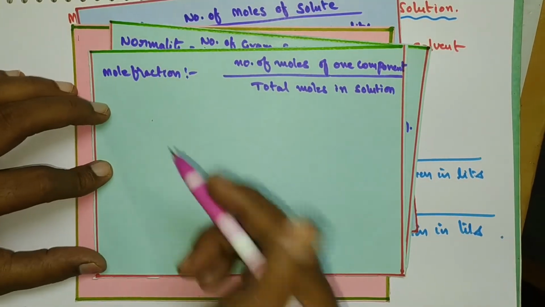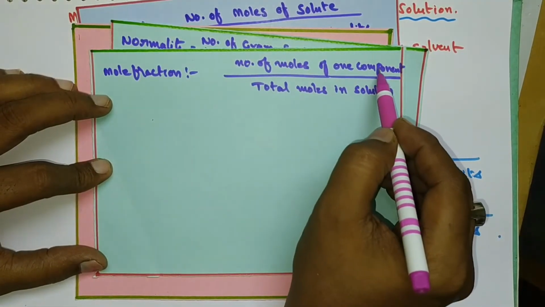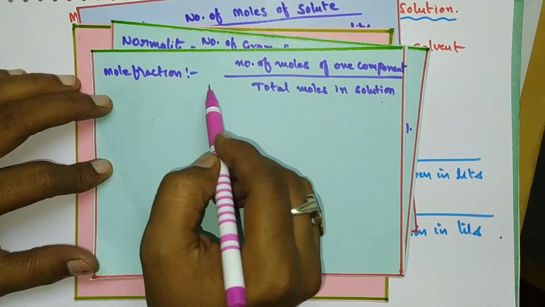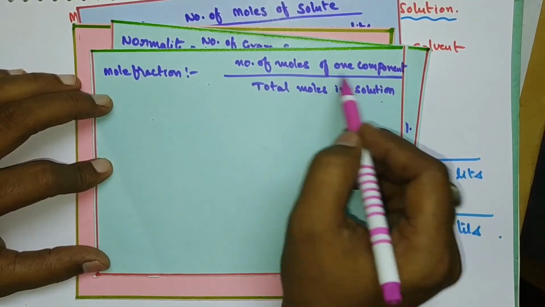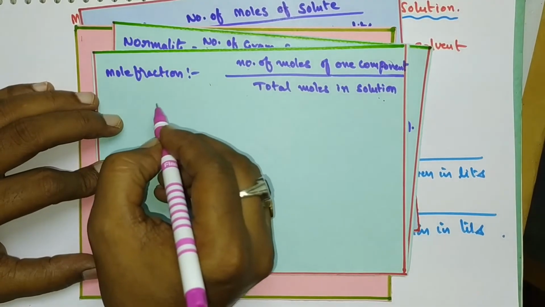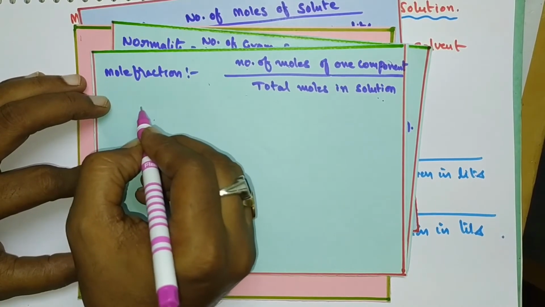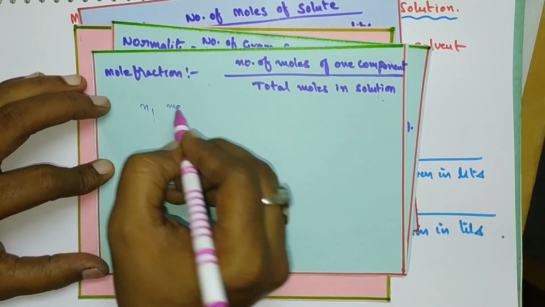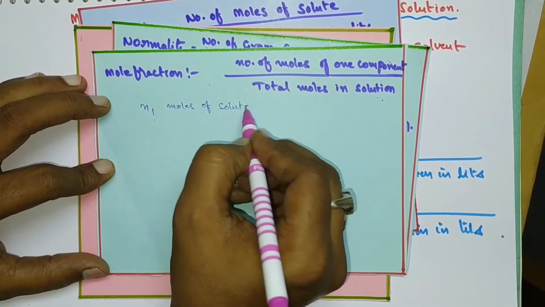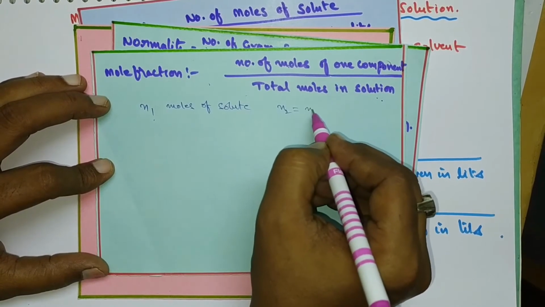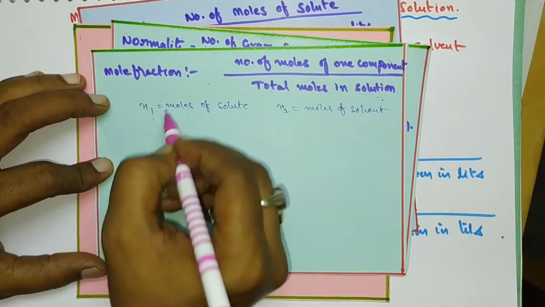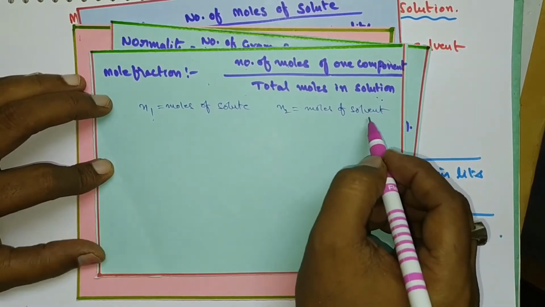Mole fraction means the fraction of number of moles of one component present in total moles of a solution. For this, let us consider a solution. In that solution, let N1 be the number of moles of solute and N2 be the number of moles of solvent.